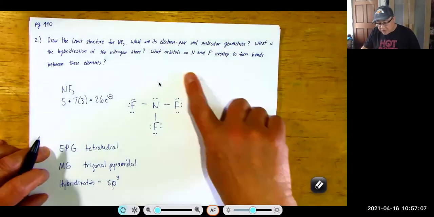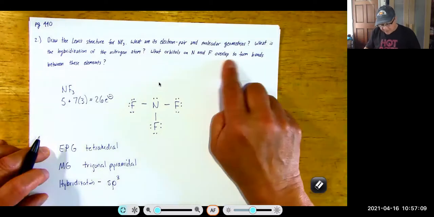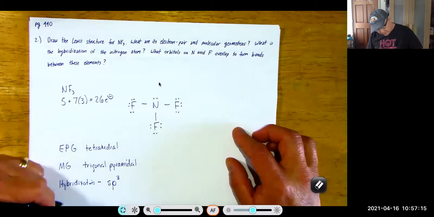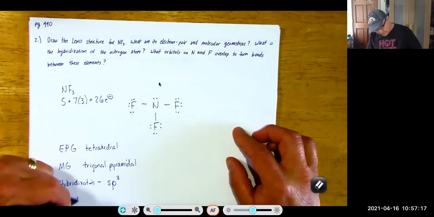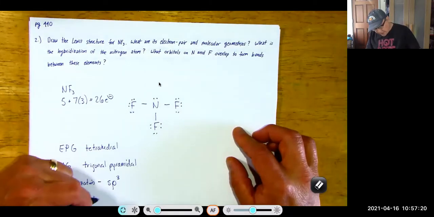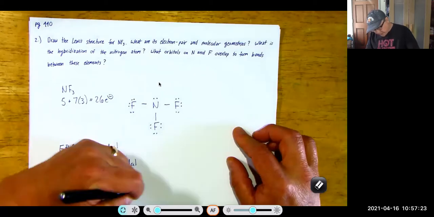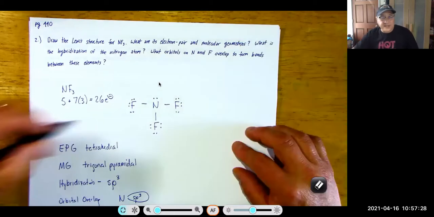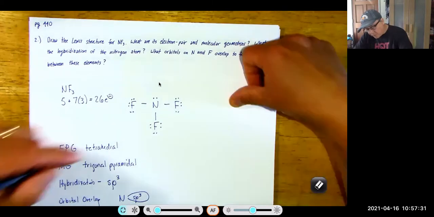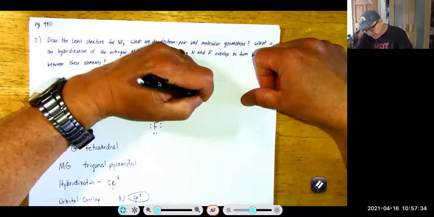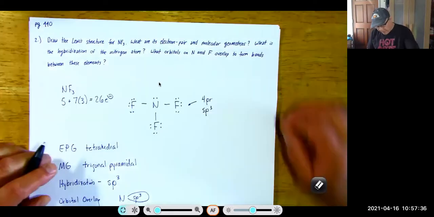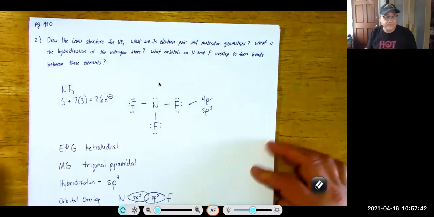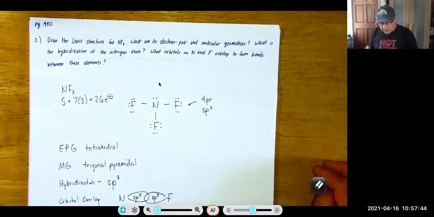What orbitals on nitrogen and fluorine overlap to form bonds between these elements? Well, you could take the tack that you know on nitrogen it's going to be an sp3 because it's sp3 hybridized. Now for fluorine, you could do the same thing. You could say fluorine has 4 pairs and it's sp3 hybridized. So what's overlapping from fluorine? sp3. So that's one take on the overlap.